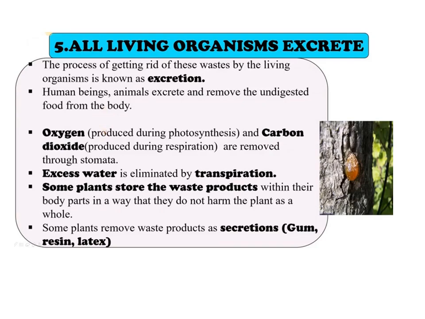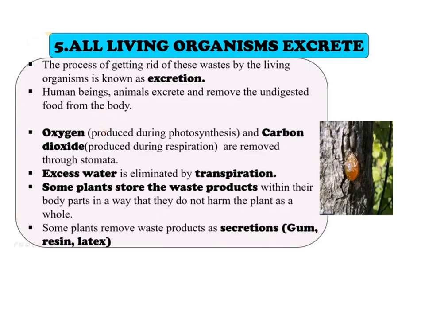Here you can see the fifth feature: all living organisms excrete. Before coming to how they excrete, we know that all organisms need food. Not all the food that is eaten is completely used. Only a part of it is utilized by the body. Then what happens to the rest? This has to be removed from the body as waste. Our body produces some waste in other life processes also. The process of getting rid of waste by organisms is known as excretion.